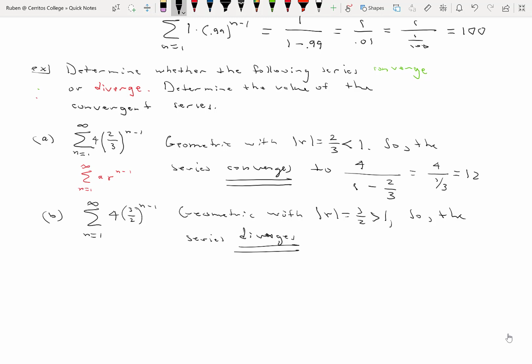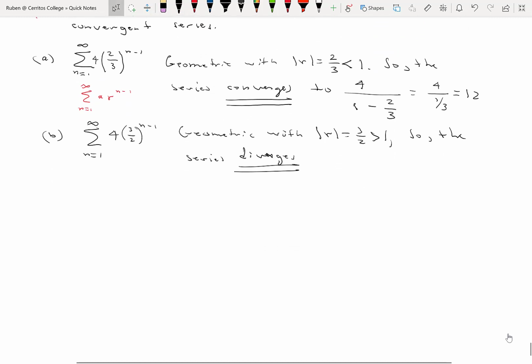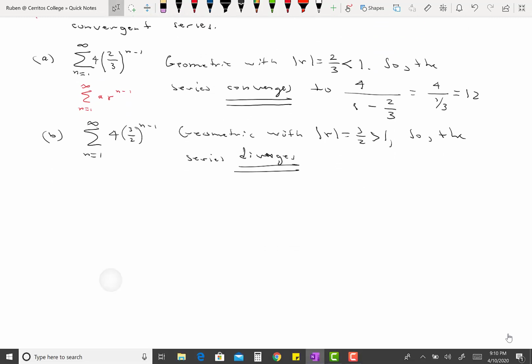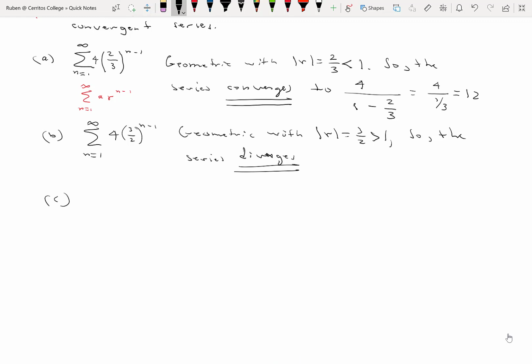The value of the convergence series was given here because that was part of this problem. But if we were only interested in convergence or divergence, we wouldn't have stated the value in part A of the convergence series. Okay, so C. Suppose we look at a series that looks like this. I'm using n. The variable in the series is not important, but I'm going to try to stick with what our author uses mostly.